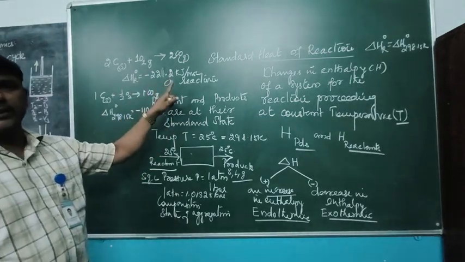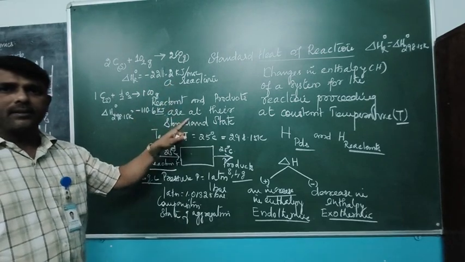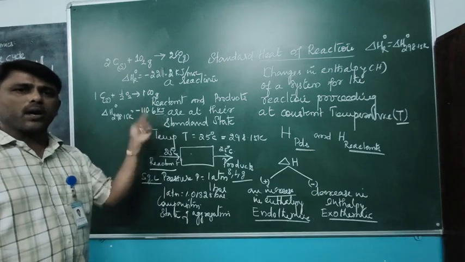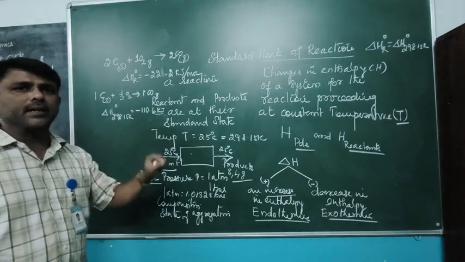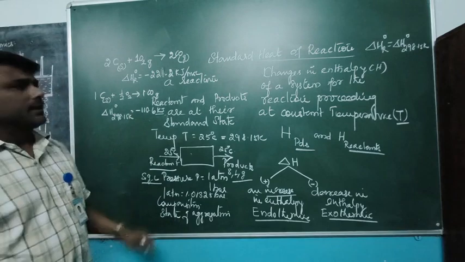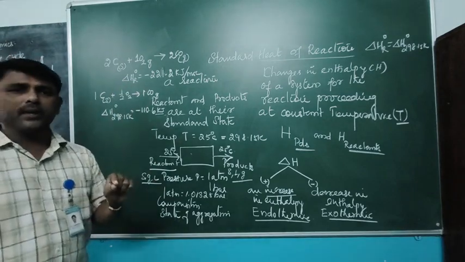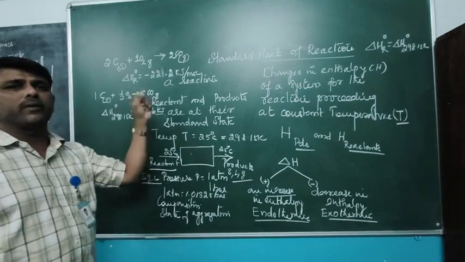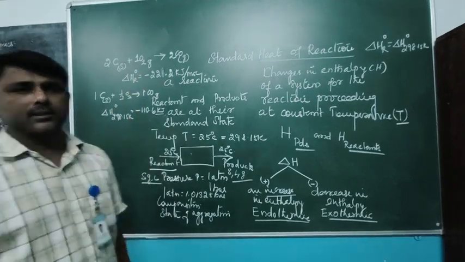Standard heat of reaction means a reaction when both reactant and products are at their standard state at standard temperature. The standard heat of reaction depends on the stoichiometric numbers involved in the reaction. Clear? That's all. Thank you.